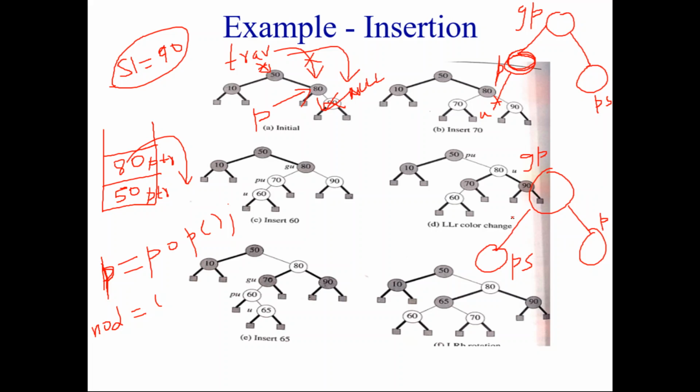So to the function find PS, we are passing parent and grandparent. You have to check whether parent is the left child of grandparent or the right child of grandparent. If parent is the left child of grandparent, then sibling will be the right child of grandparent. If parent is the right child of grandparent, then sibling will be the left child of the grandparent. It's as simple as that.